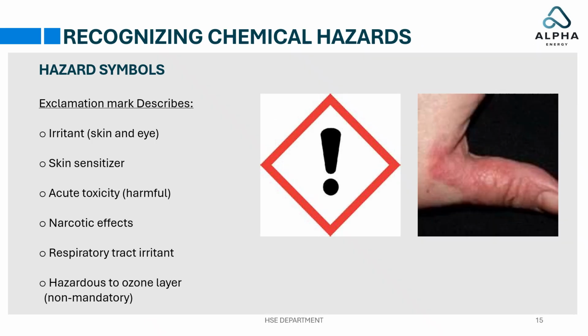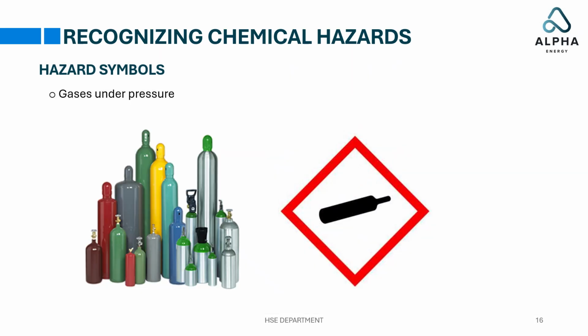The following hazard symbols have an exclamation symbol. Exclamation mark describes irritant, skin and eye, skin sensitizer, acute toxicity, harmful, narcotic effects, respiratory tract irritant, hazardous to ozone layer, non-mandatory. The following hazard symbol is depicted as a gas cylinder within a red-bordered diamond. It is associated with gases under pressure.